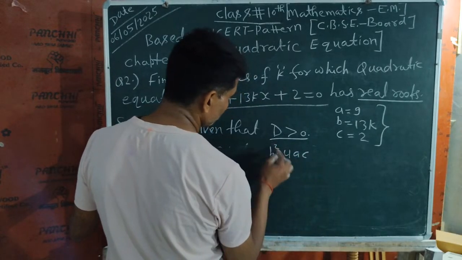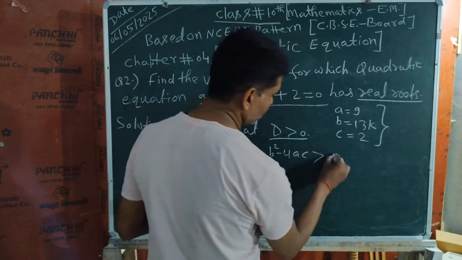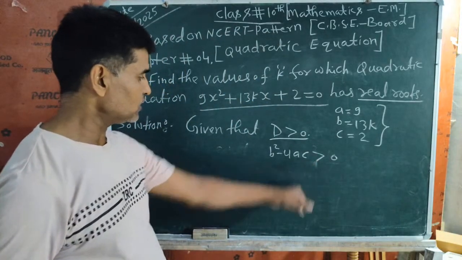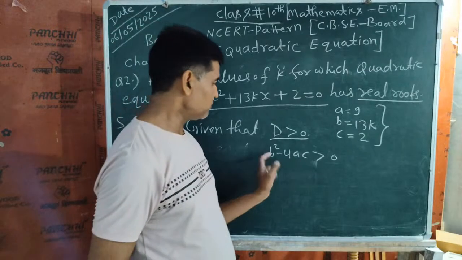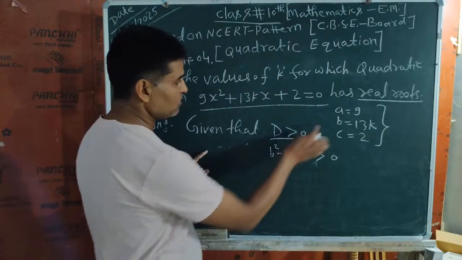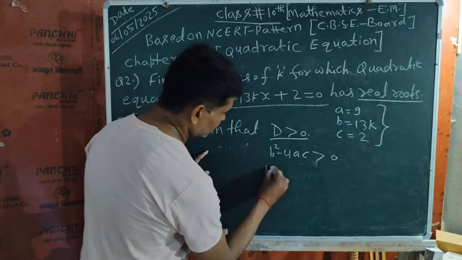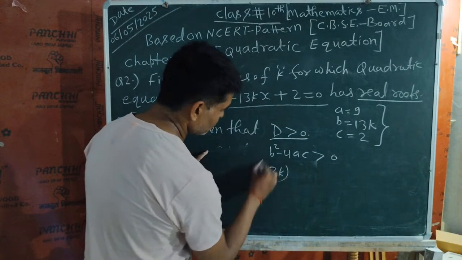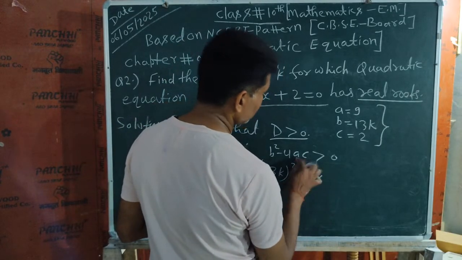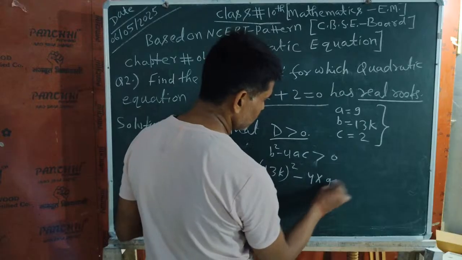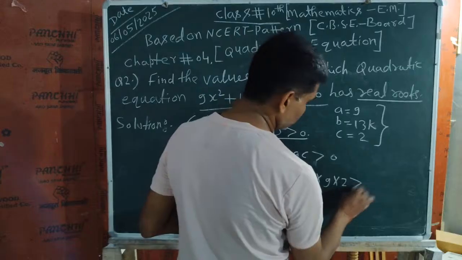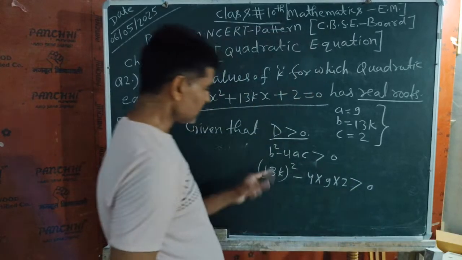I have already told you in the theory today and also in yesterday's class. Okay student, so here I will take the values of a, b, c from the given information. The value of b is 13k whole square, minus 4, the value of a here is 9, so I will put 9, and the value of c is 2, so I will put 2. Okay students, again I will simplify it.